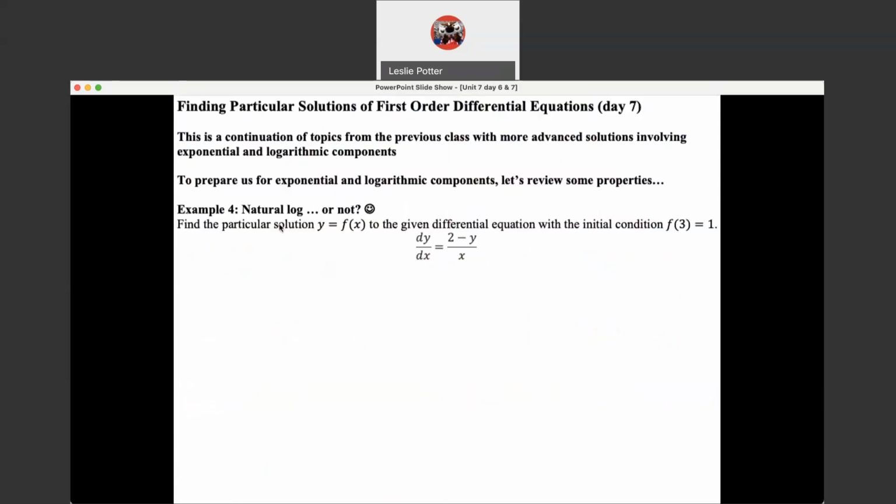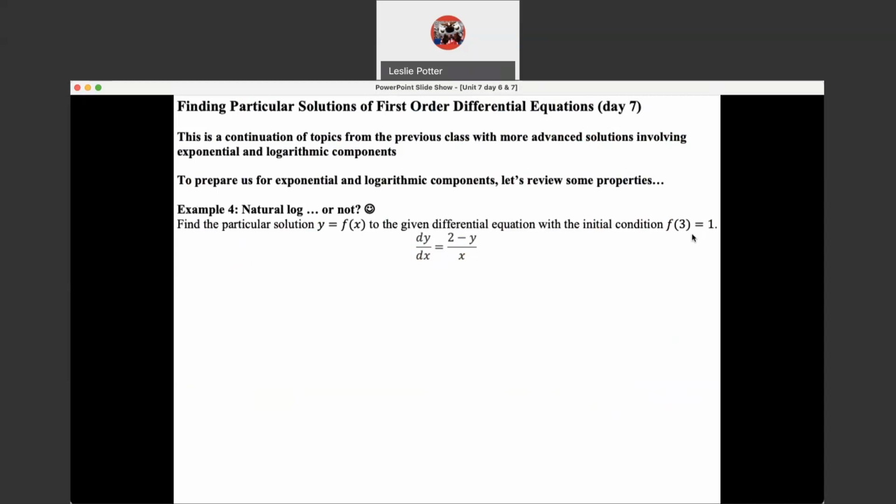Okay, so let's look at the first example. I called it example 4, I don't know why. My numbering might be off here. It probably should be example 5, because we had 4 examples in the previous class. Anyway, it says find the particular solution y equals f of x to the given differential equation with an initial condition f of 3 equals 1. As you can see, compared to the previous class, the questions aren't any different, but these solutions are going to involve natural logs.